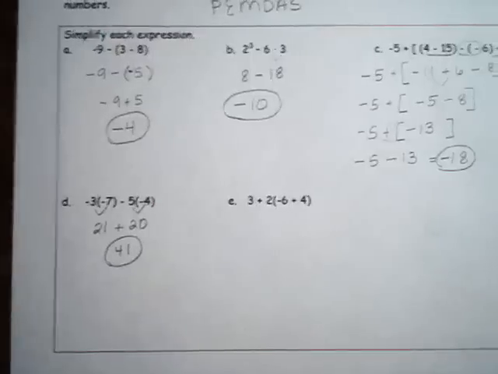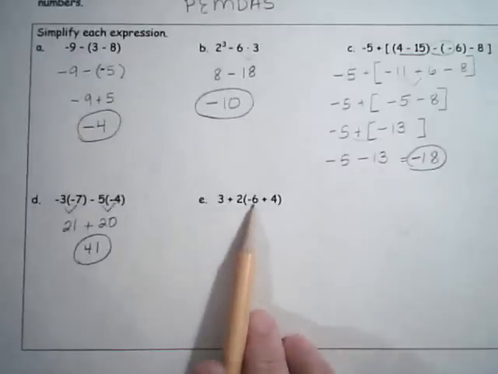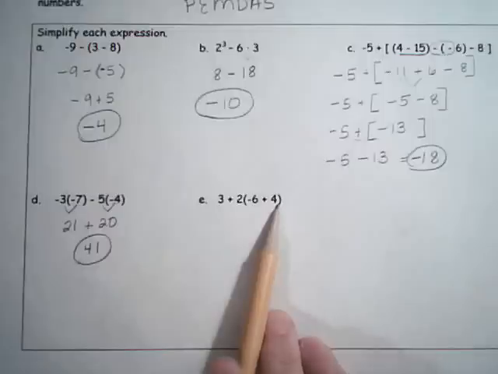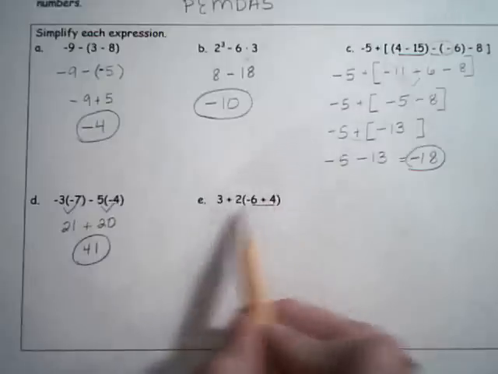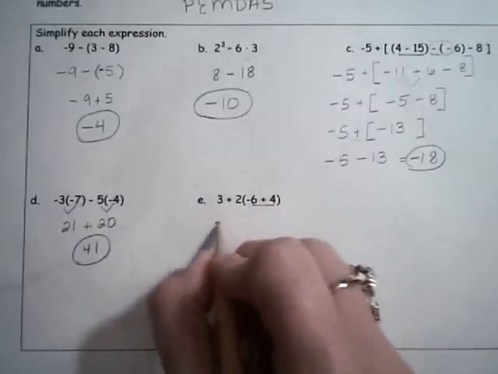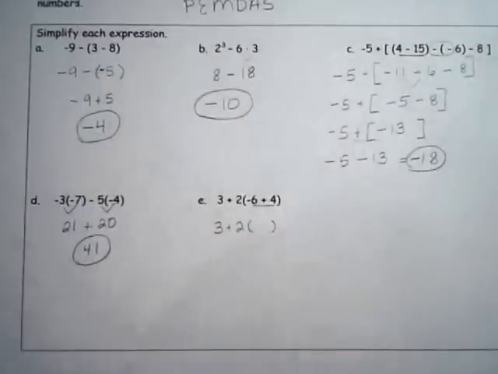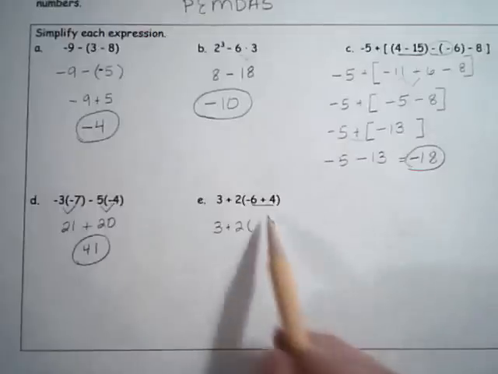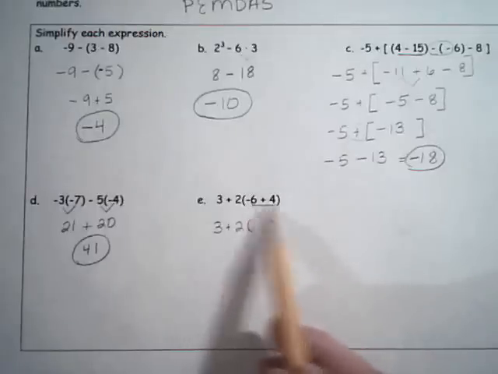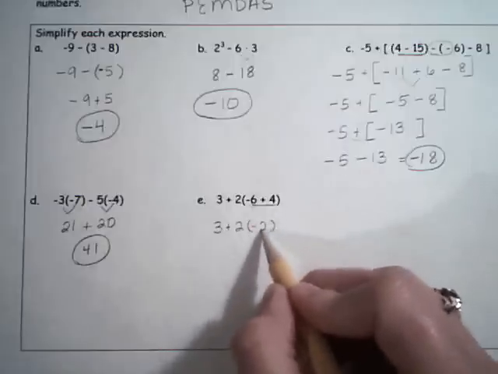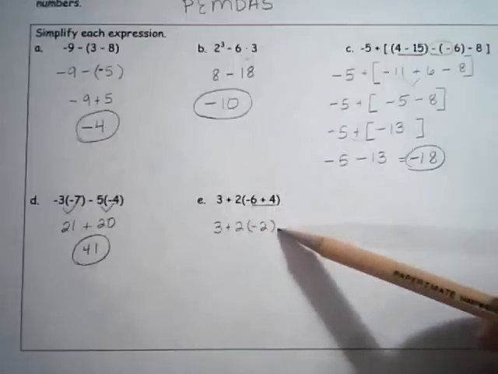Last problem on E says 3 plus 2 times -6 plus 4. Order of operations tells me to start in the parentheses, not on the outside. So I would have 3 plus 2 times whatever I get in parentheses there. So that would be -6 plus 4. Signs are different. Subtract. Take the sign of the higher number, so that's going to be a -2.